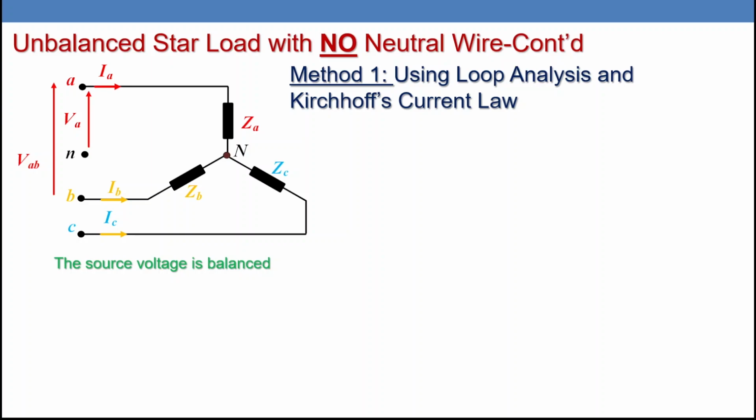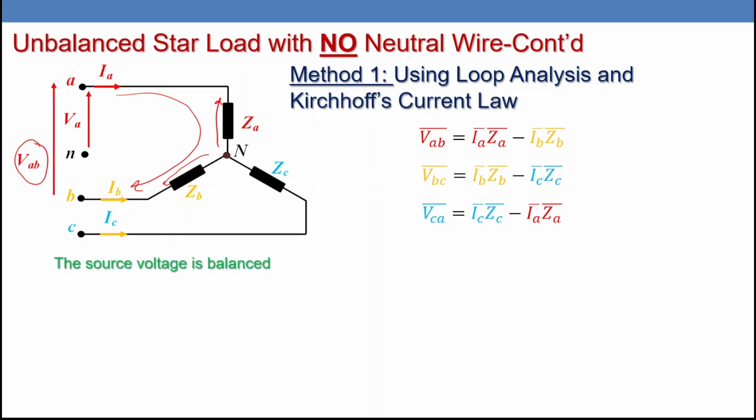Method number one, using loop analysis and Kirchhoff's current law. As we can see here in this figure, we have a line voltage VAB applied to this loop, so we can write a loop equation. So VAB equals IAZA. If the current is going in this direction, it gives a potential in this direction. And if IB is going through ZB, we have a potential in this direction. So VAB equals IAZA minus IBZB. We're going to do the same for VBC and VCA. So VBC equals IBZB minus ICZC, and VCA equals ICZC minus IAZA. Added to that, using Kirchhoff current law, IA plus IB plus IC equals 0.